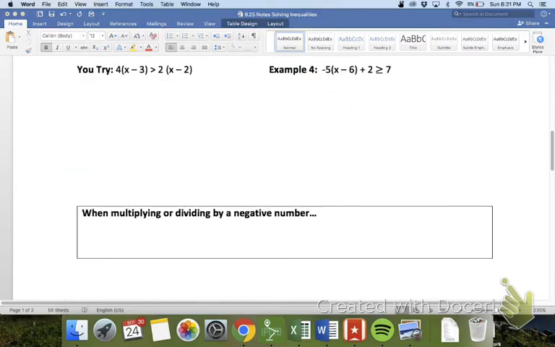Now before we move on to example 4, I'd like you to pause the video and try the you-try problem on your own. And then once you're done, you can resume the video and see the final example.